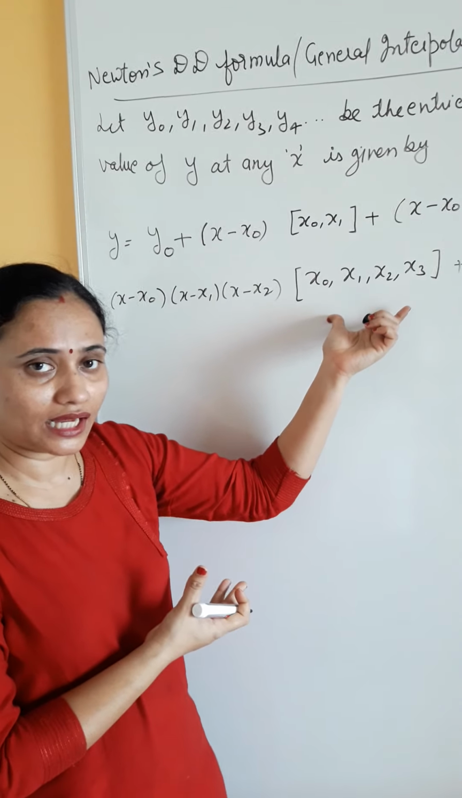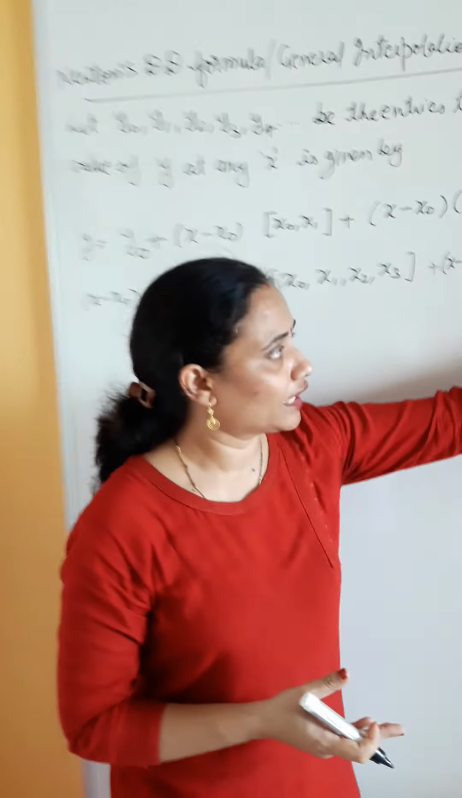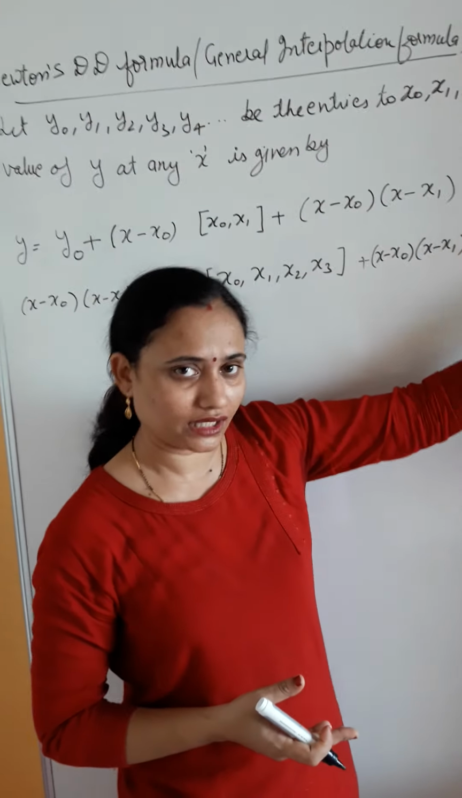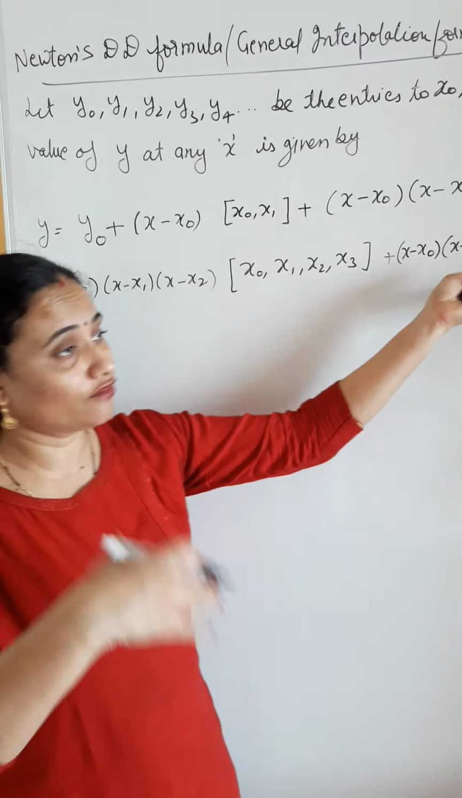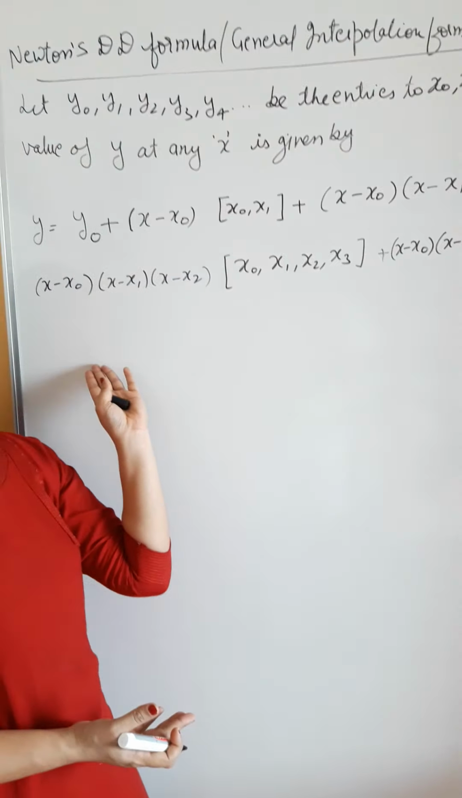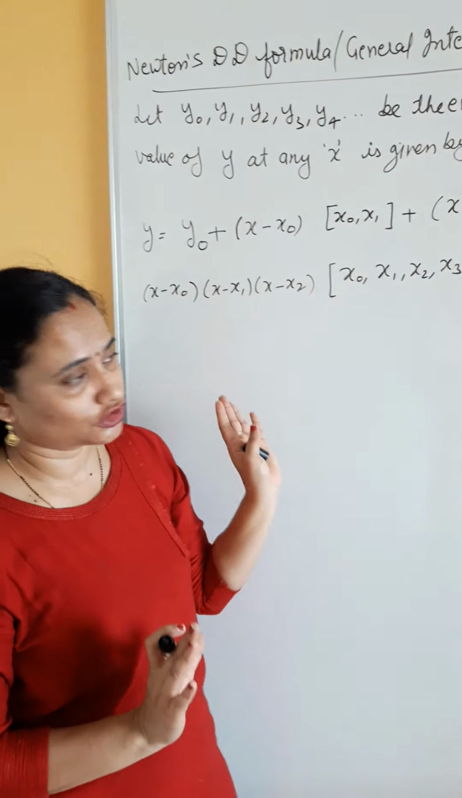Whichever example I have just taken, in that we have calculated up to this, so I am writing up to here. Suppose you have only up to here, you need not write this. If you have one more value, you have to write one more term here. I am sure you are able to generalize this.